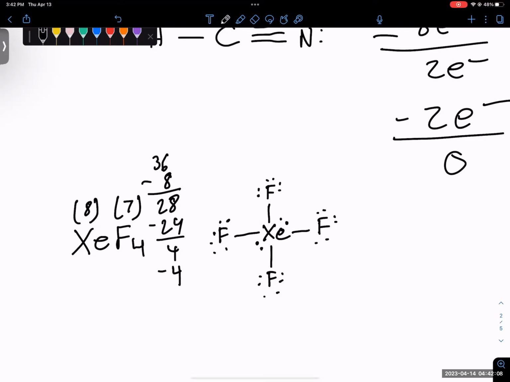4 minus 4, 0. Now you're probably wondering, Rish, is that 2, 4, 6, 12 electrons on a xenon? Are you not allowed to do that? Are you allowed to do that? I have 12 electrons here. Is that valid? Why is it valid? Yeah, that's a short answer of it.